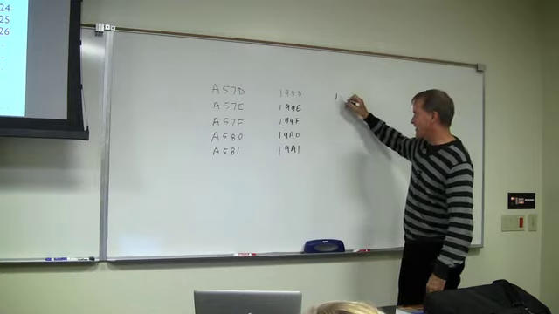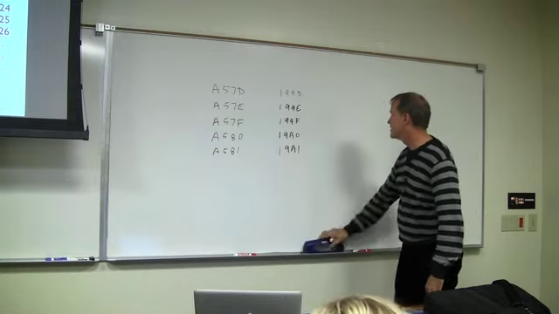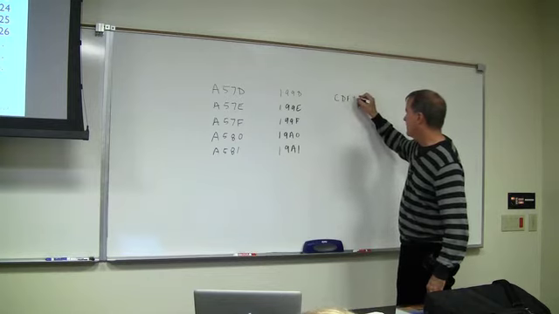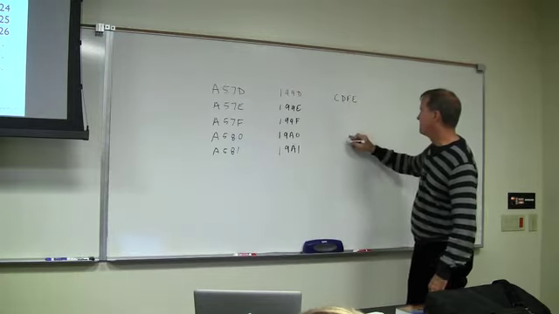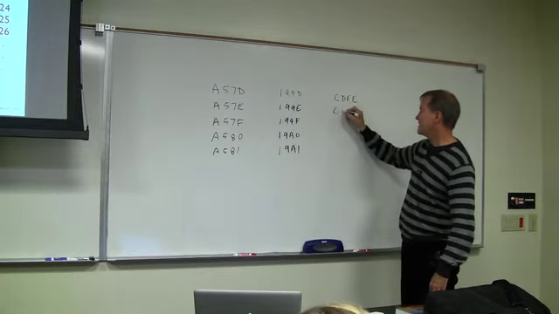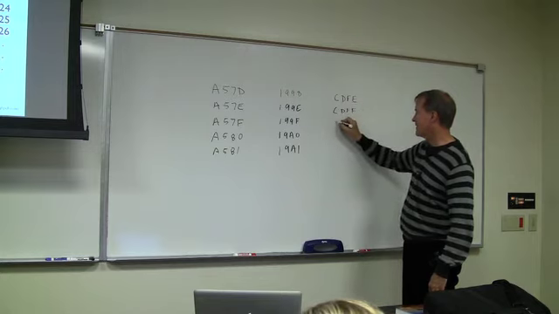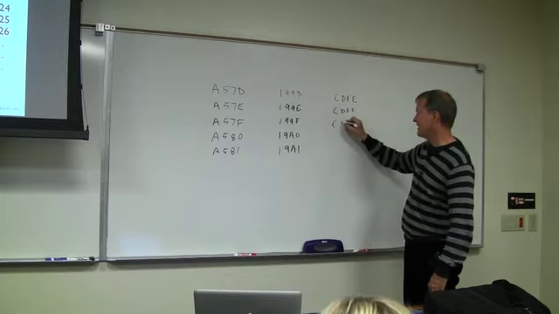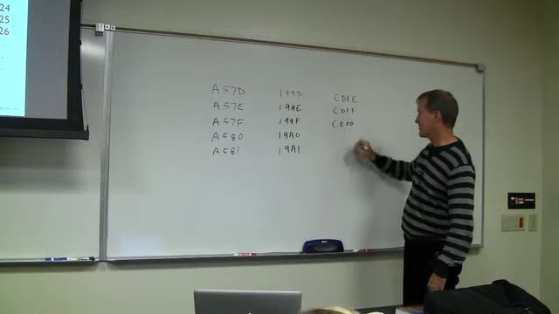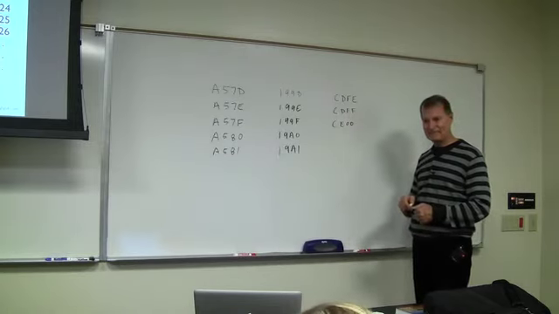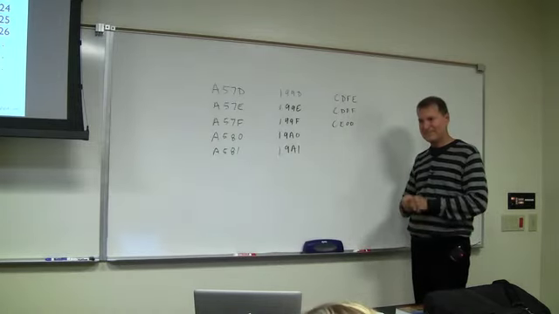Now how about C, D, F, E. C, D, F, F. Then C, E, 0, 0. Are we good? That's a very large number.